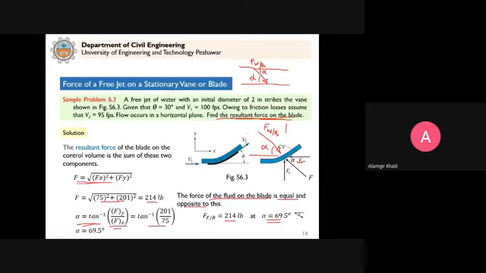So this is how we calculate the force of water on the bend, equal and opposite to this. This will be the y component, same as this Fy, force of water on the blade in y direction, equal and opposite to this, and this will be the force of water on the blade in the x direction. So this is how we apply the momentum equation. We can calculate the force on stationary vanes, blades or plates.